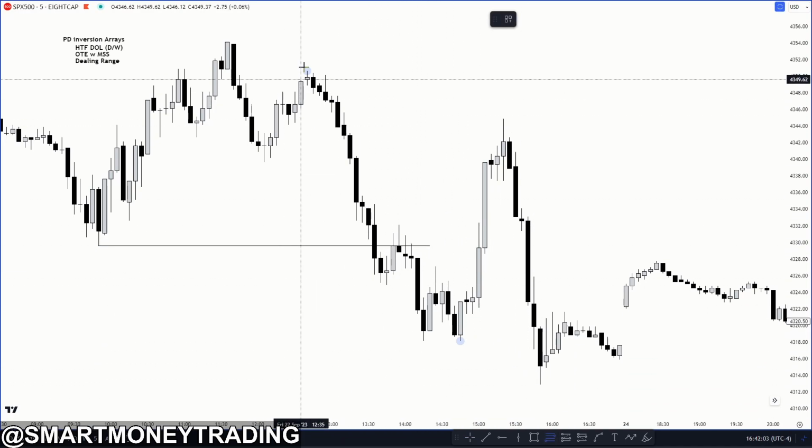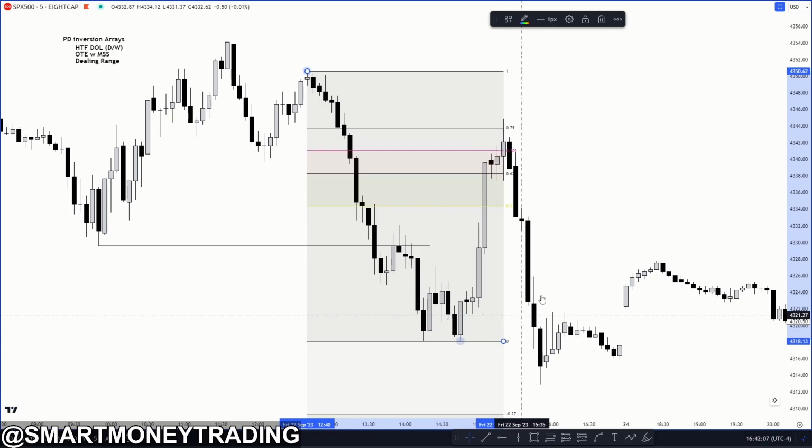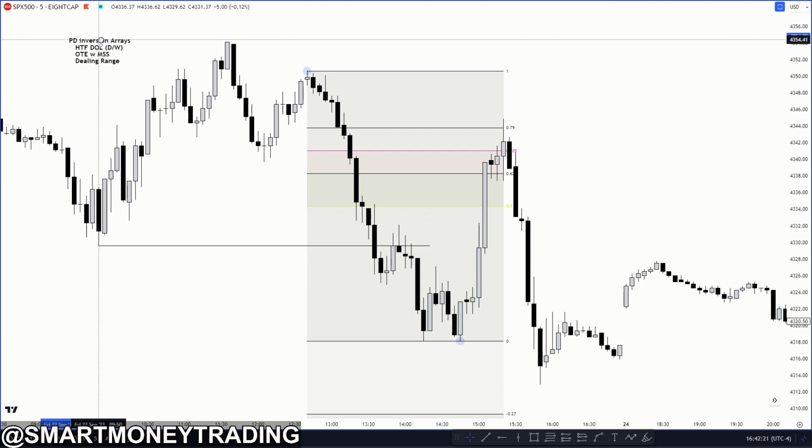Again, use OTE. Why not use OTE? You can see that perfectly fine right here. It came and it tapped into this level of OTE, and you're going to want to use your dealing range with OTE and market structure shift. So this would be your 5-minute market structure shift of an external resistance liquidity run. And then you want to have your premium discount inverse arrays.